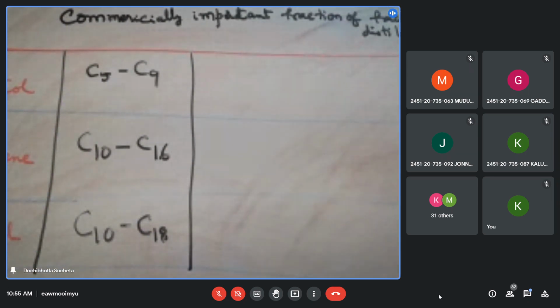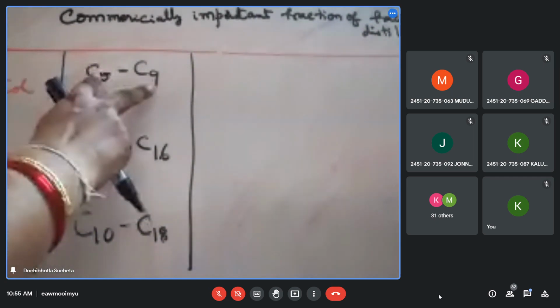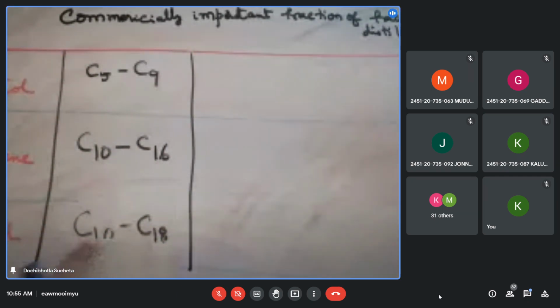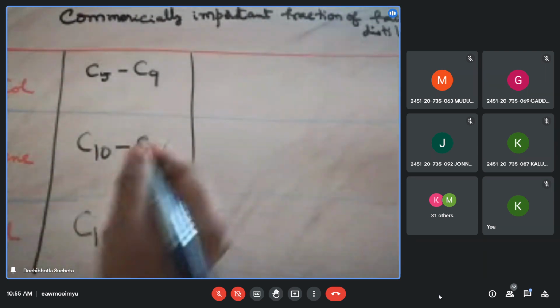How to remember? Simple. How I memorize, I tell you. It starts from 5, ends with 9. 5, 9, 10, 16, 10, 18. If you change here, no problem. This 10 is important. That's about the carbon content.